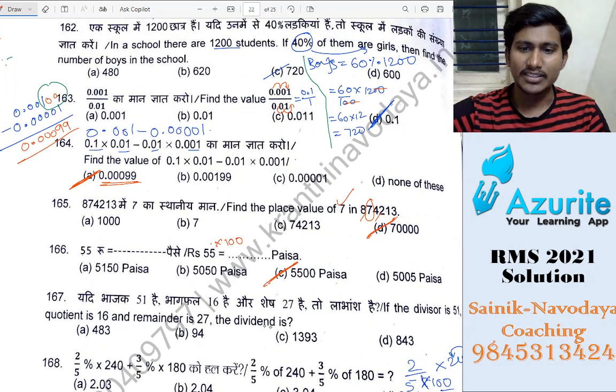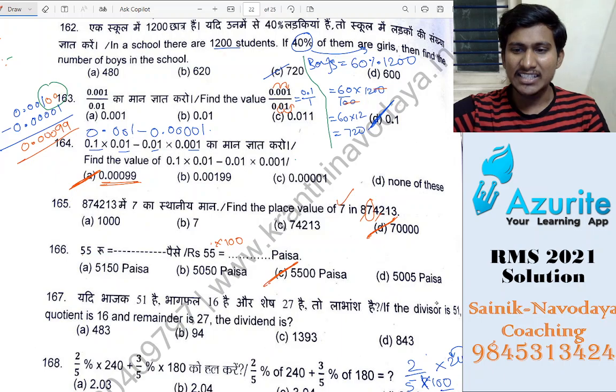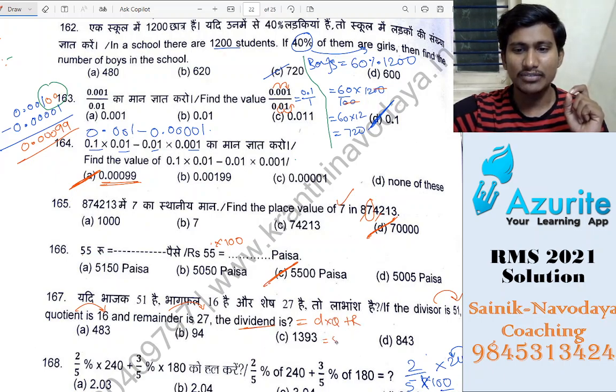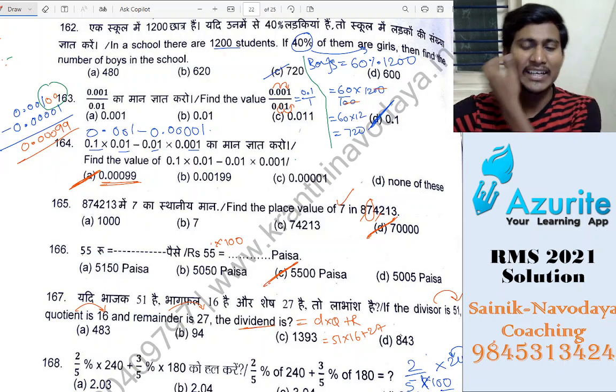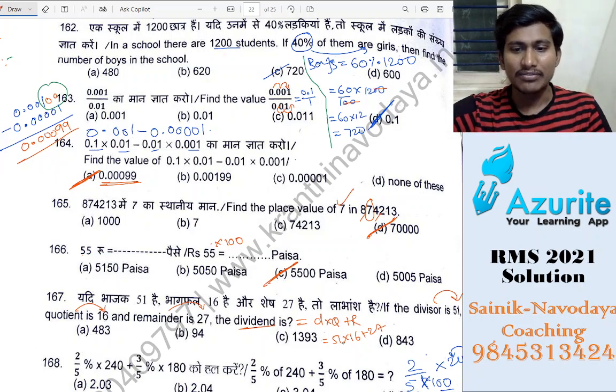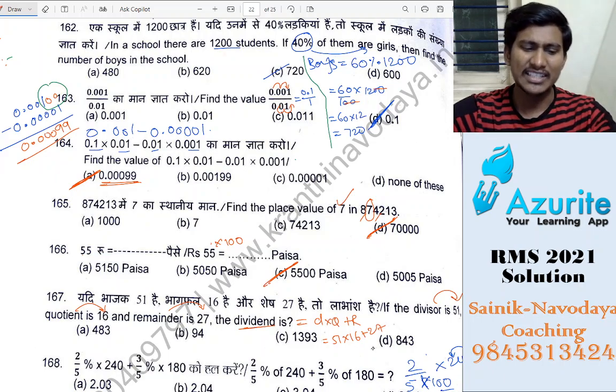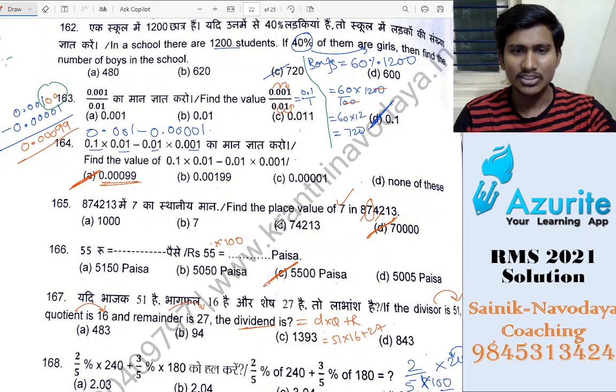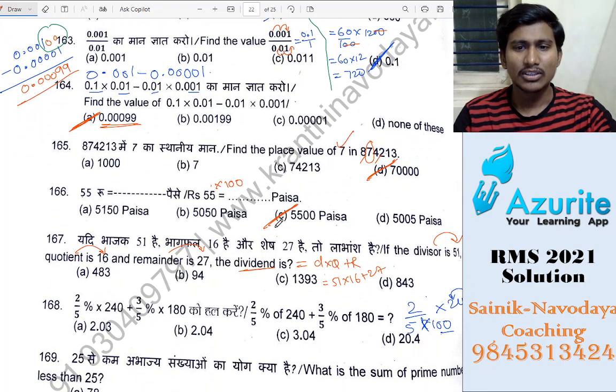Okay now? Next, if the divisor is 51, quotient is 16, remainder is 27, how do you find the dividend? It is divisor into quotient plus remainder. That is 51 into 16 plus 27. If you multiply and find the answer, 6 ones are 6, 6 plus 7 is 13. You do the multiplication, 51 16s. What is the answer here? Yes, Samruddhi, what is the answer? 800.